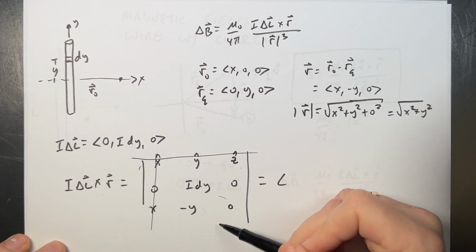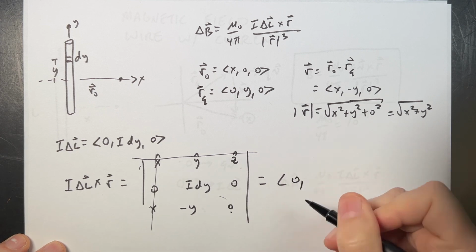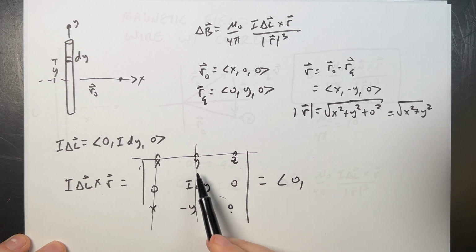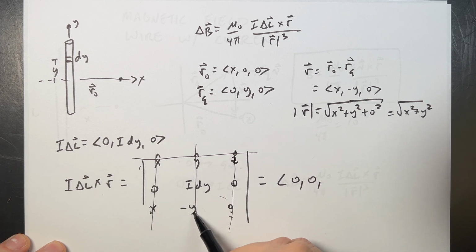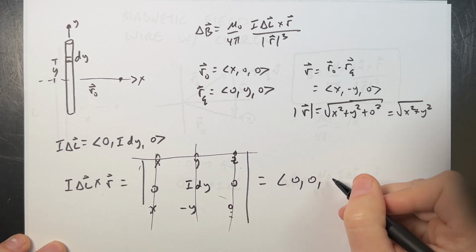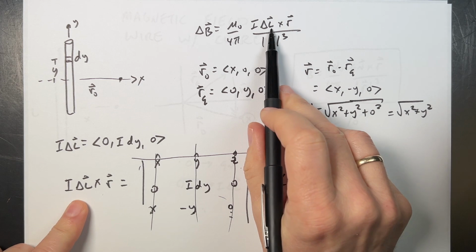So I get the determinant of this 2 by 2, which is 0, 0. And then I'm going to expand about this, and you remember there's a negative sign. It doesn't matter because I get 0, 0. And then the z direction, I get 0 times that minus this times that. So I get minus I x dy. So that's all that is up right there.